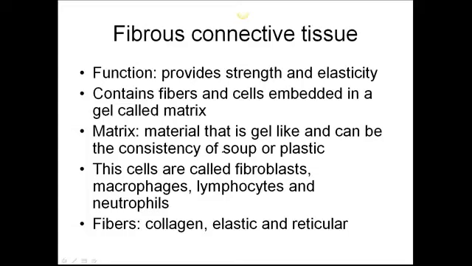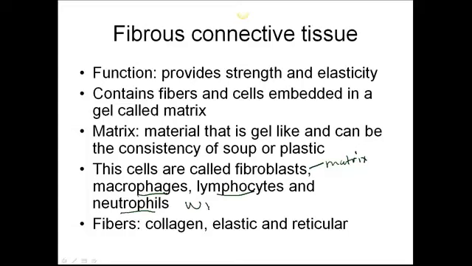So then we have fibrous connective tissue, and this provides strength and elasticity, contains fibers and cells embedded in a gel matrix as all connective tissues, all proper connective tissues do. The matrix is a material that's gel-like and can be either soupy up to a soft plastic feeling. The cells are fibroblasts, and they create the matrix. Right? Matrix is gel.